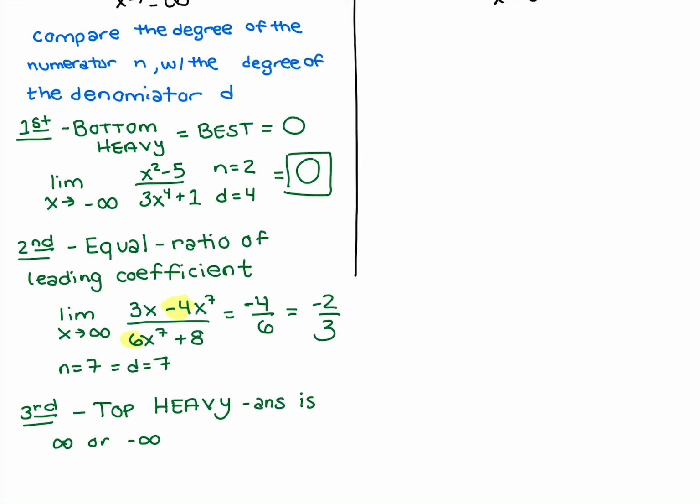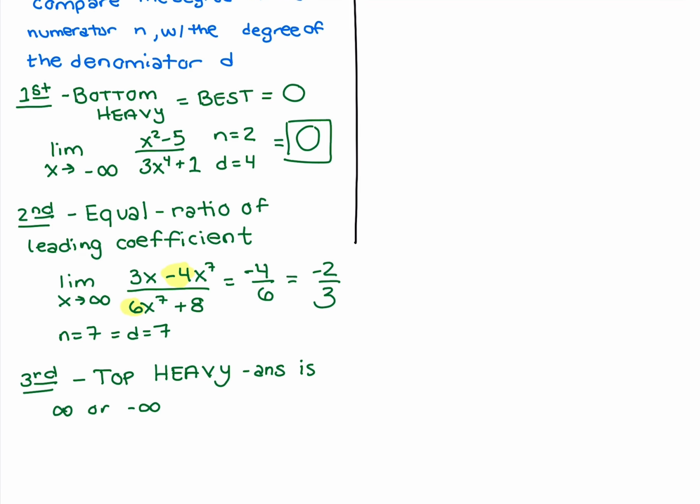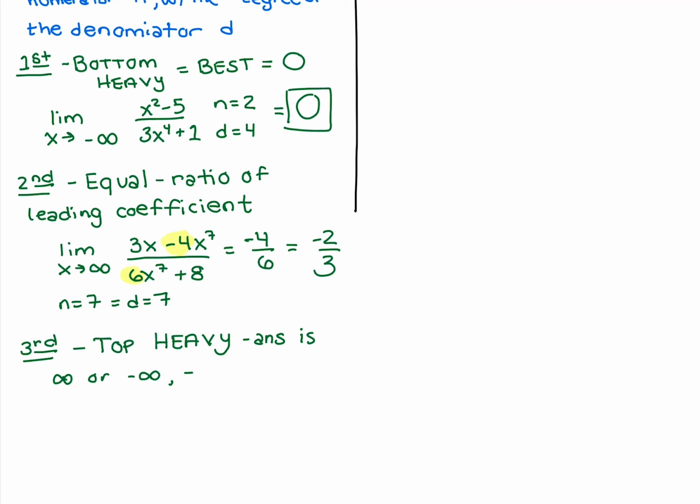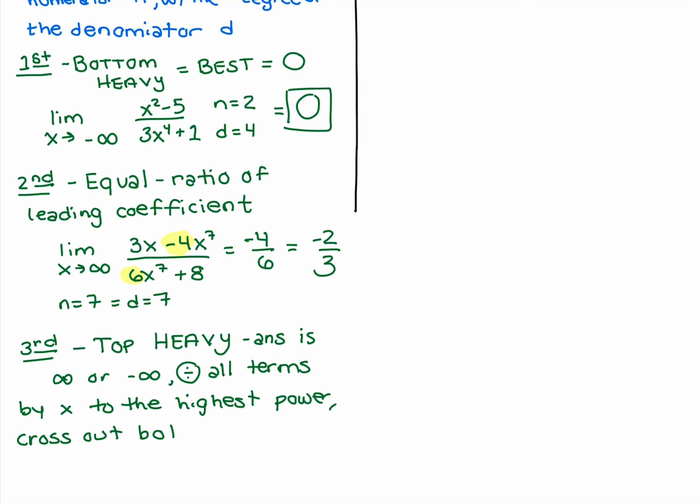So that's the idea with top heavy. You're dividing something huge by something small. You're still going to be way up at infinity or down at negative infinity. And to figure out which infinity you're at, you're going to divide all terms by x to the highest power, cross out any bottom heavy terms because they're just going to go to 0 anyway, and plug into what's left over.